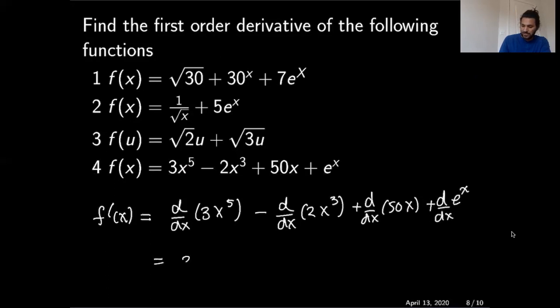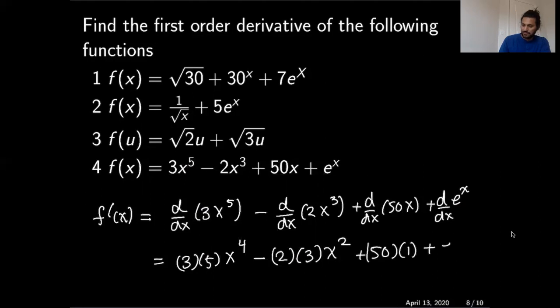So this will be 3 times 5 times x to the power 4. This will be 2 times 3 times x to the power 2, taking 1 from the power. And this is 50 times the derivative of x, which is 1, and the derivative of e to the power x. If you simplify, this is 15x to the power 4, this is 6x squared, plus 50 times 1 is 50, plus e to the power x.